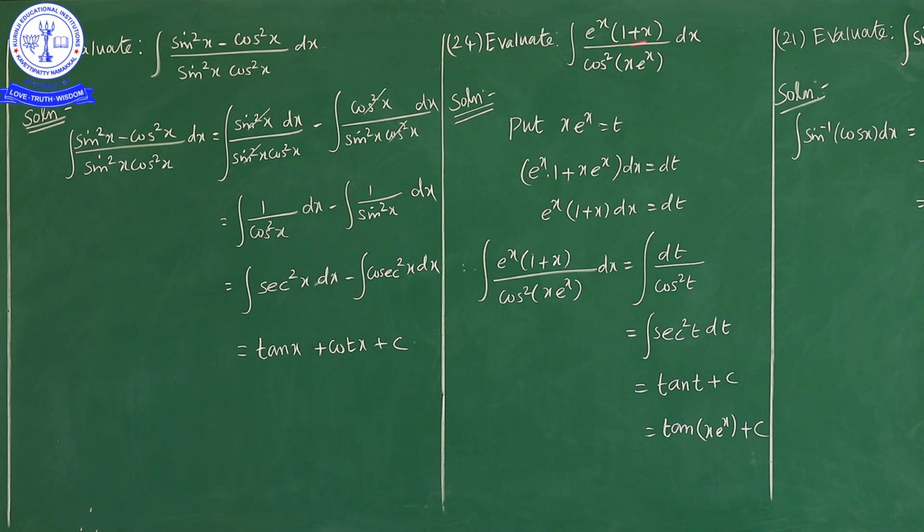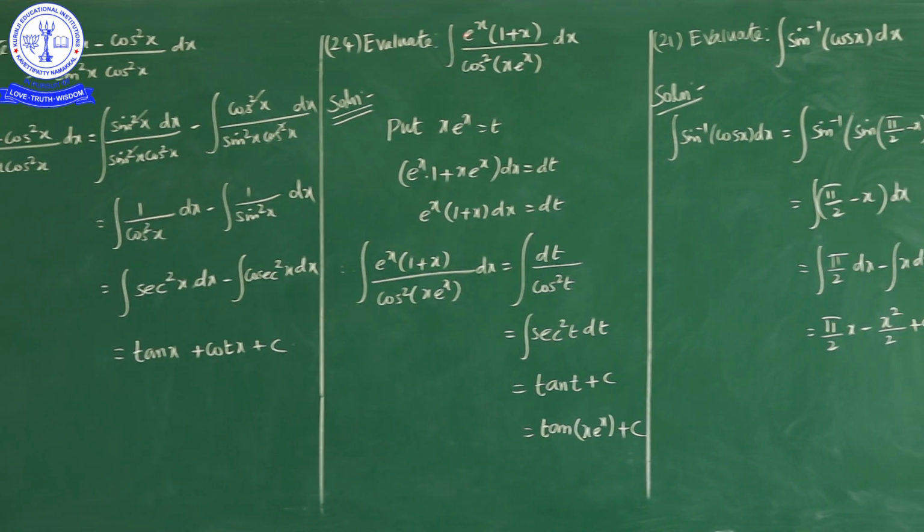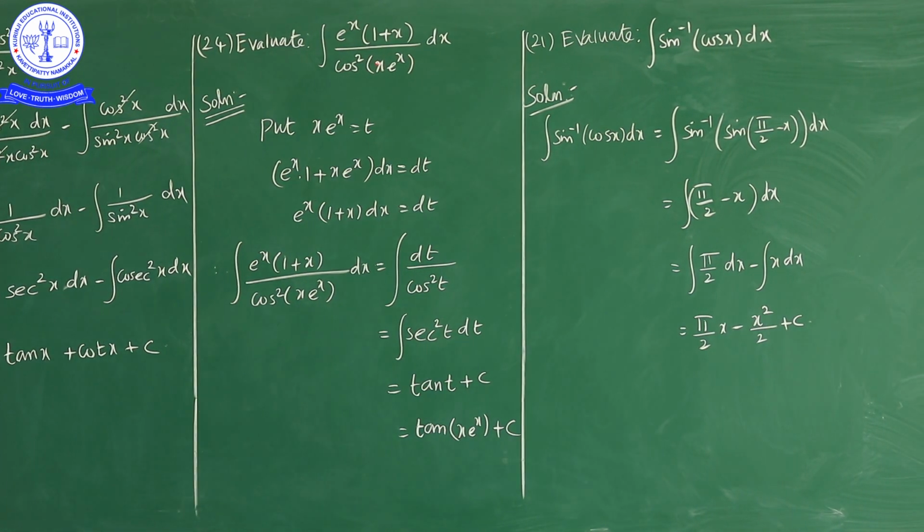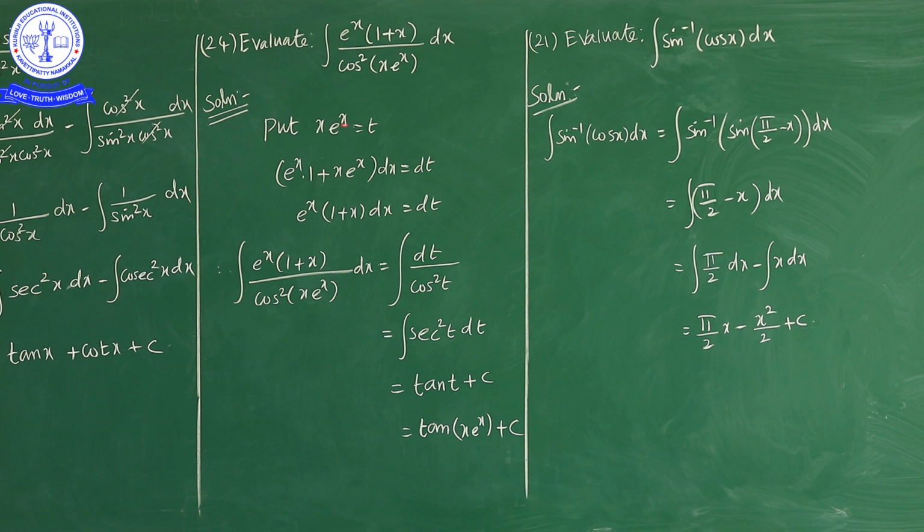Next question, integration of e power x into (1 plus x) dx in numerator, denominator is cos square (x into e power x). If you observe x into e power x and e power x into (1 plus x), it is some sort of derivative of x into e power x. First of all, I will write x into e power x as t. Okay. Now differentiate both sides. Okay, derivative of left hand side and derivative of right hand side.